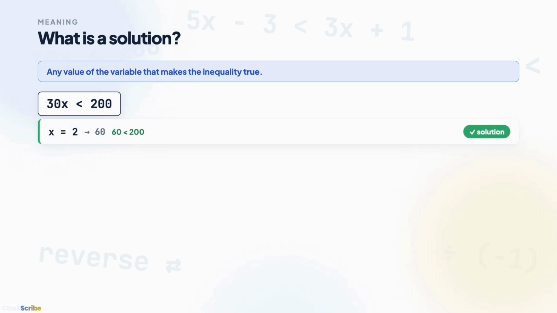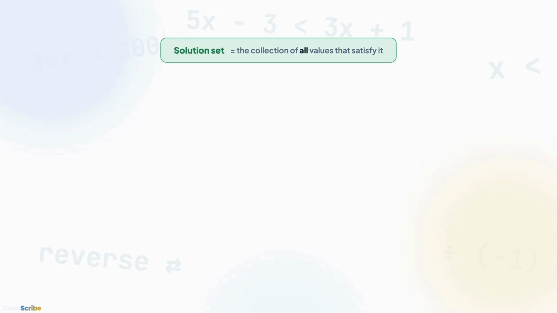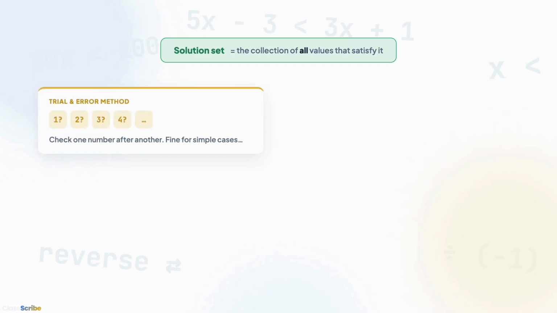If x is 2, then the left side becomes 60, which is less than 200, so 2 is a solution. If x is 5, we get 150, which is also less than 200, so 5 is a solution. But if x is 7, the left side becomes 210, which is not less than 200, so 7 is not a solution. The collection of all values that satisfy an inequality is called its solution set.